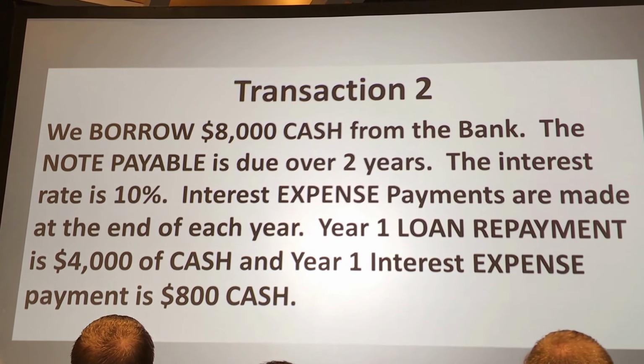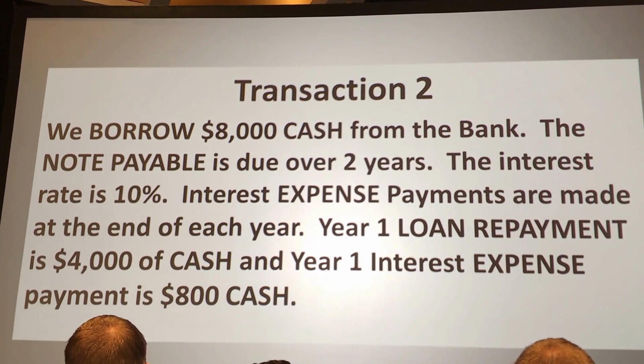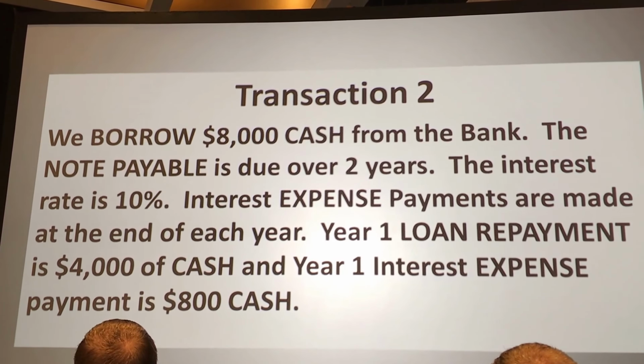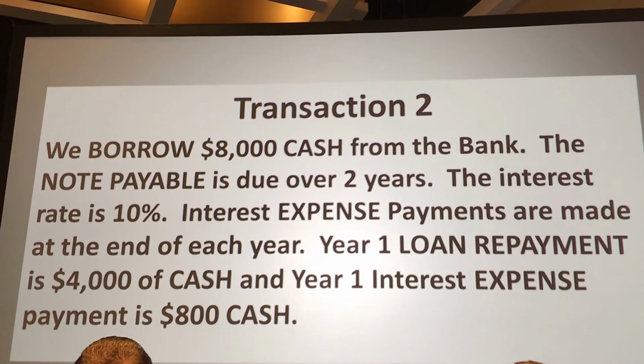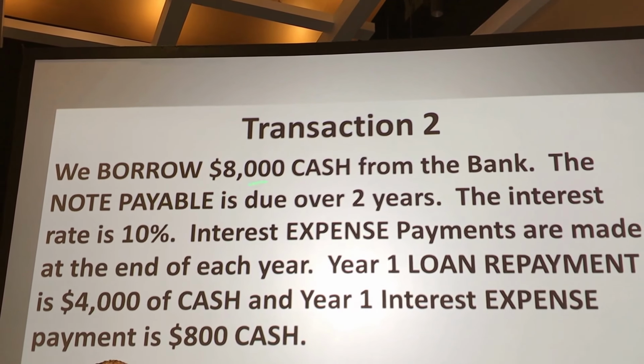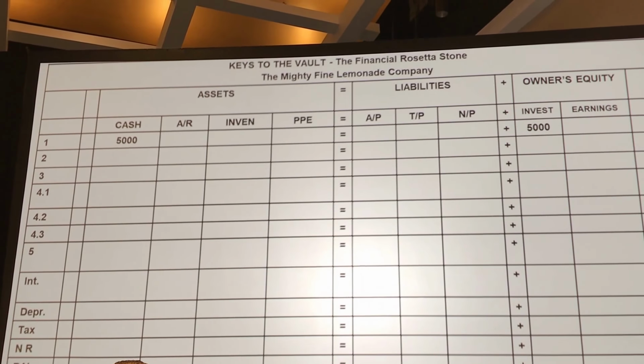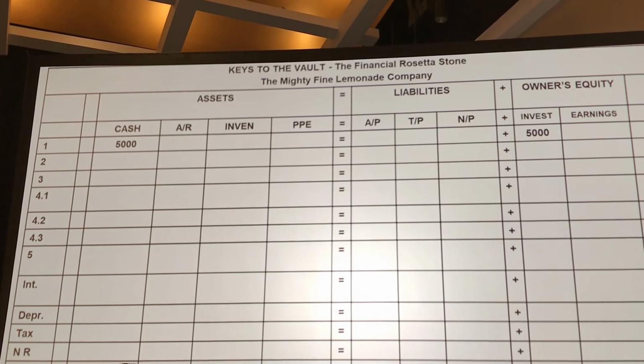All right, there's 3 moving parts to this one. We're going to borrow some money, we're going to pay some interest, and we're going to repay part of the note. Okay, so let's record in line number 2. This is transaction number 2. Let's record in line number 2, borrowing the money. Only borrow the money in line number 2.